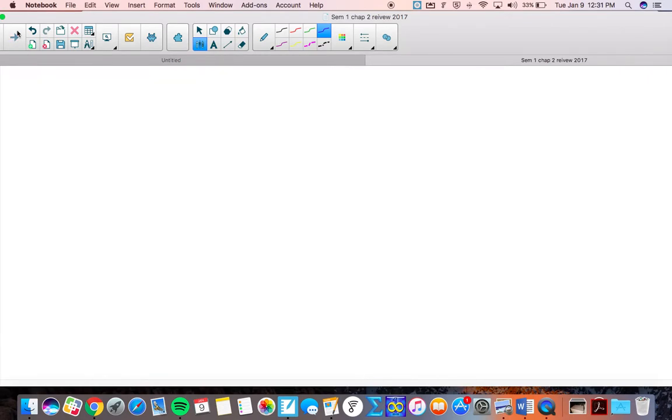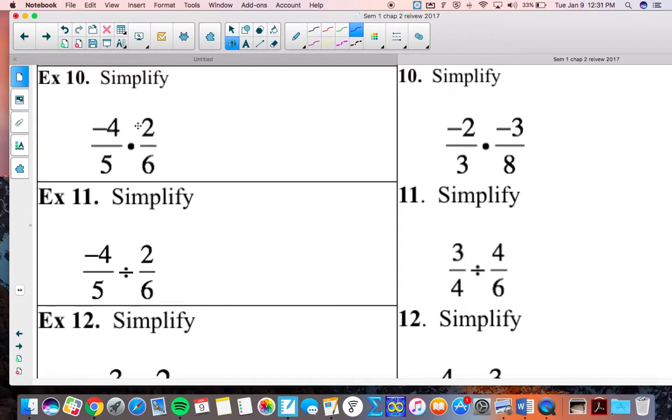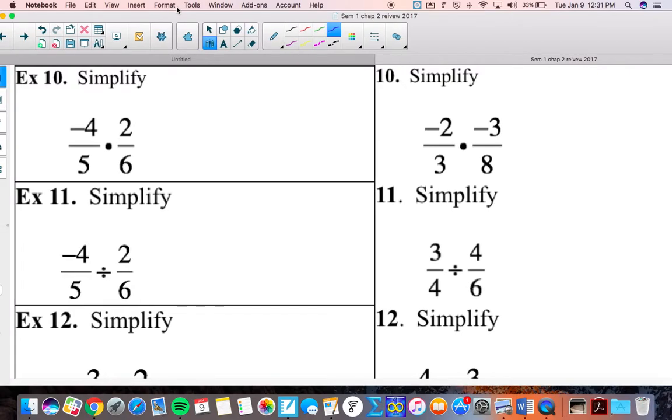Last but not least, we have a little fraction operation. When we multiply fractions, that's the easiest of all, we just multiply straight across. So straight across the top, I have -8, and across the bottom, I have 30. Always, with any fraction, always try to simplify. What's the greatest common factor of 8 and 30? I think it's just 2. So I get -4 on top and 15 on the bottom.